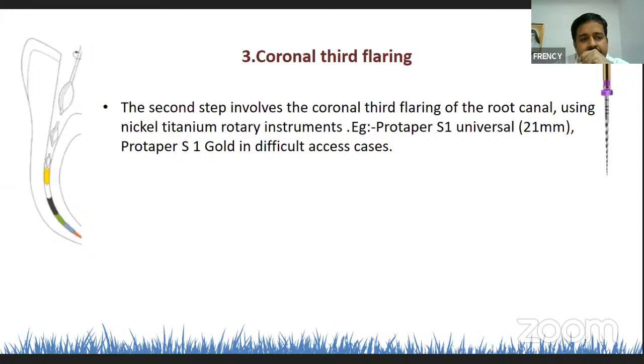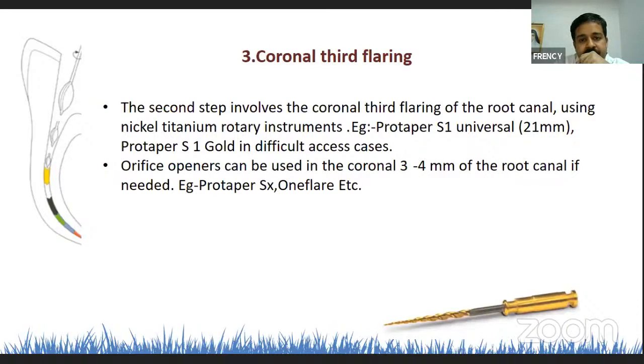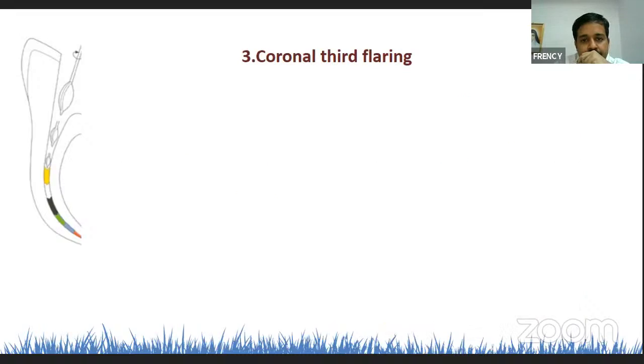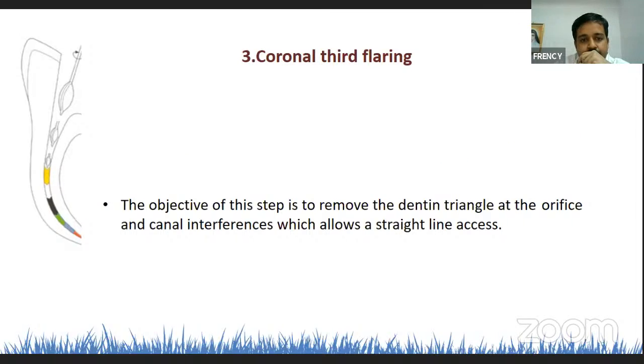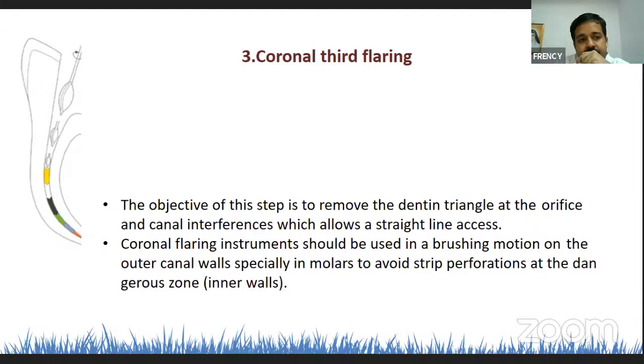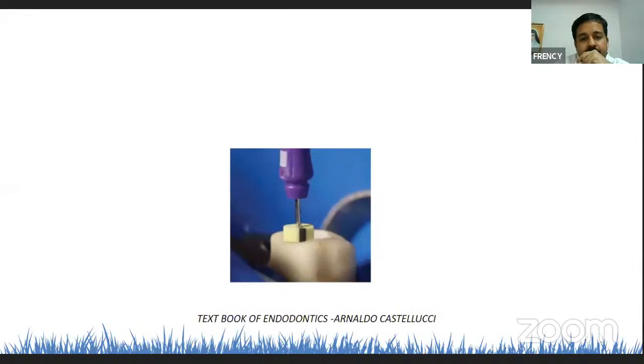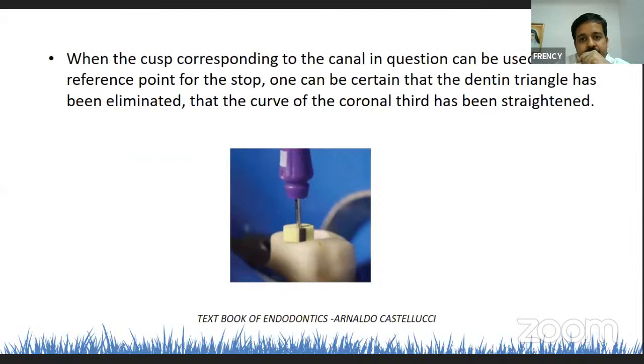In very difficult canal access cases, you can use the ProTaper Gold also, because it may help to slightly bend the instrument in the difficult cases. Then orifice openers like ProTaper SX, One Flare, etc. can be used for orifice enlargement to remove the dentine triangle if you need. Always use the file in an anti-curvature mode, away from the furcation, and make sure it comes in a straight way to the prospective cusp, so that you have eliminated the coronal curvature.